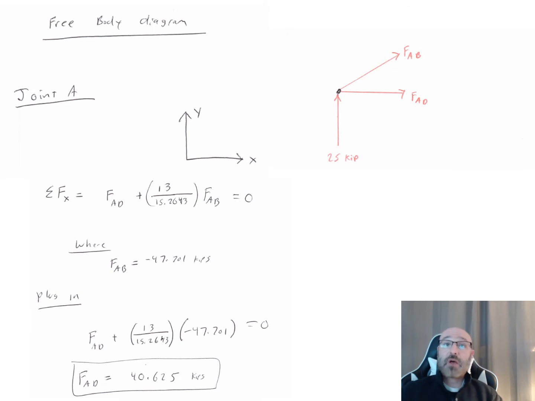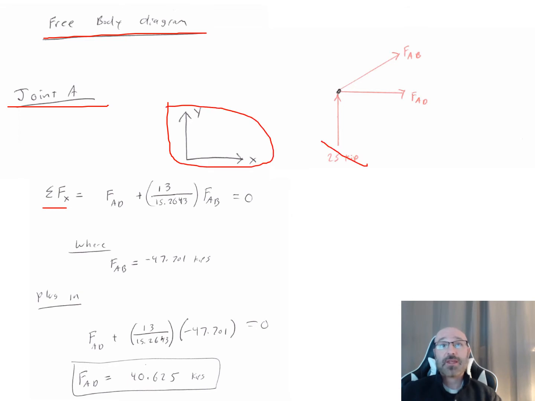So from there, I want to move on, do the same thing, free body diagram, joint A, but now I want to look in my x direction here. So if I go back up to my free body diagram, paying attention to my coordinate system here, and I say in my x direction, well, this doesn't act in my x direction, but this and a component of FAB both act in my x direction.